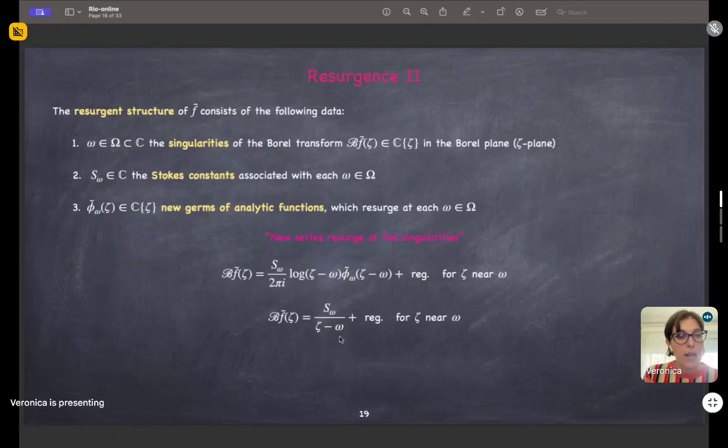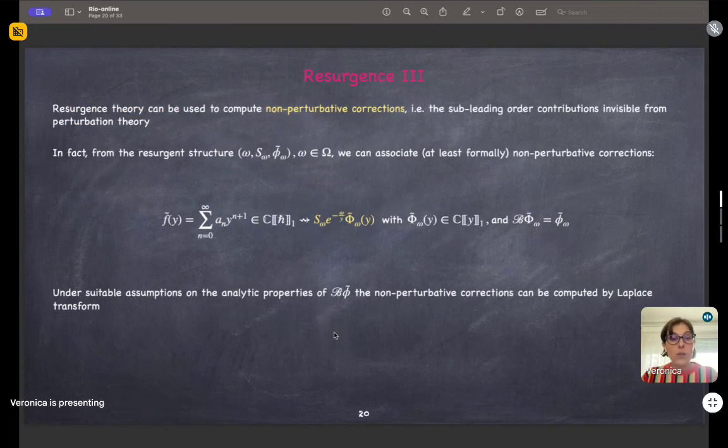So in particular, the only type of singularity we will encounter today will be a simple pole. But that's somehow the general structure of singularities. And the point is really that near the singularity, you see more information. And now, why do you care about this more information? Because this is precisely what computes for you the non-perturbative correction.